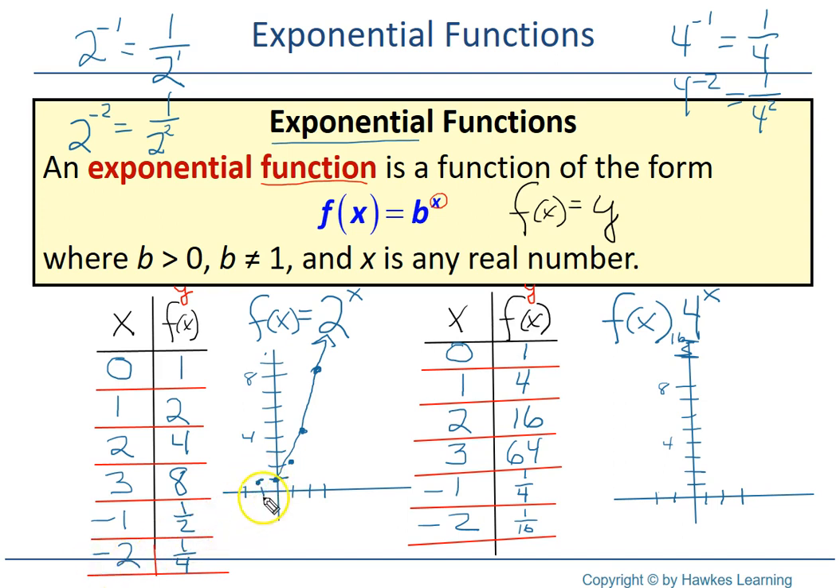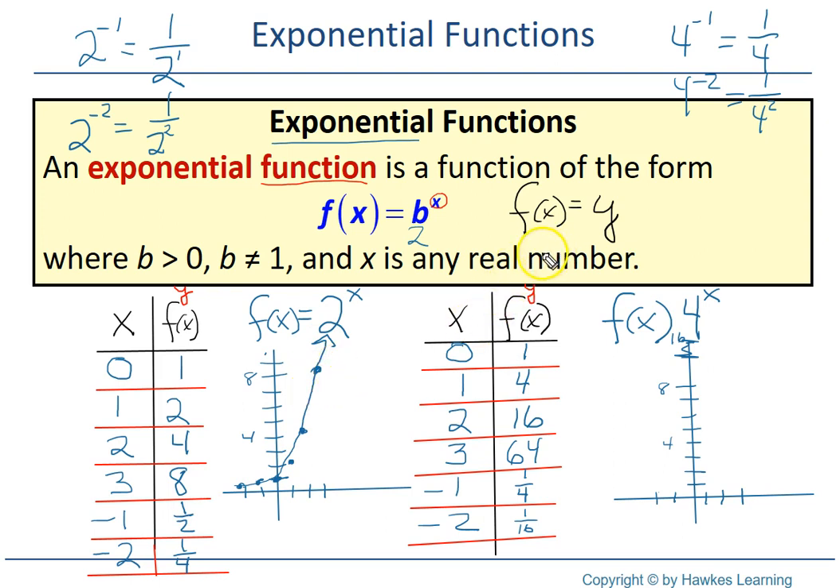And when x is negative 2, y is 1/4. So this looks like so. This is the typical curve for an exponential function. And we're looking at here b is 2 to the x power. And it looks like so.